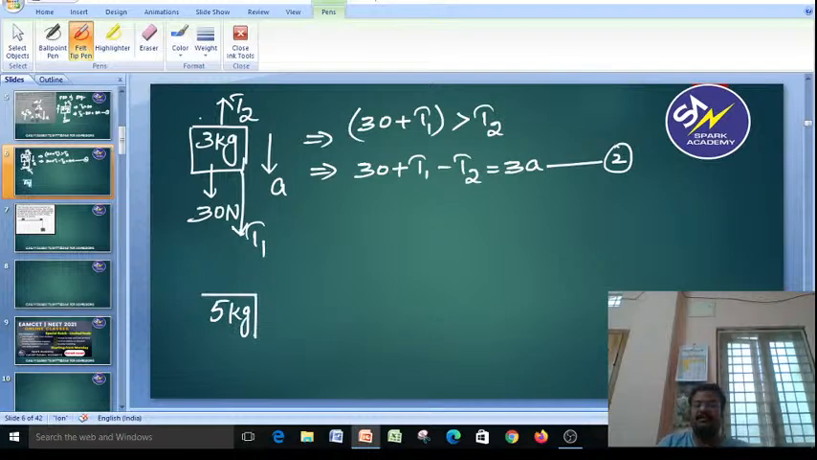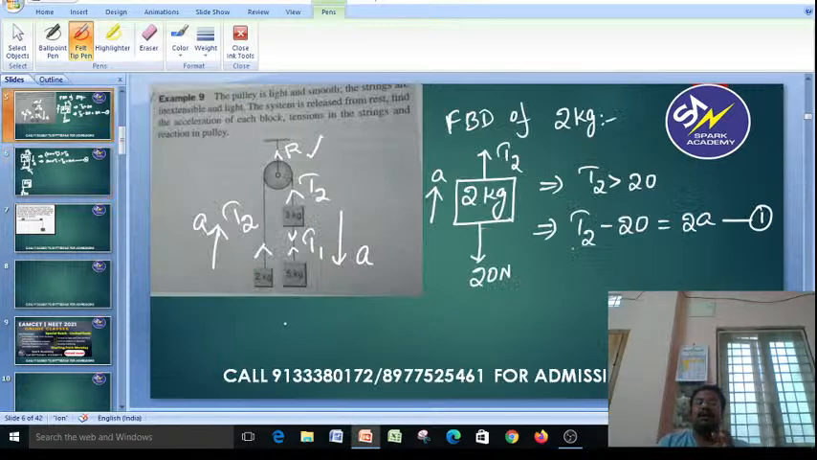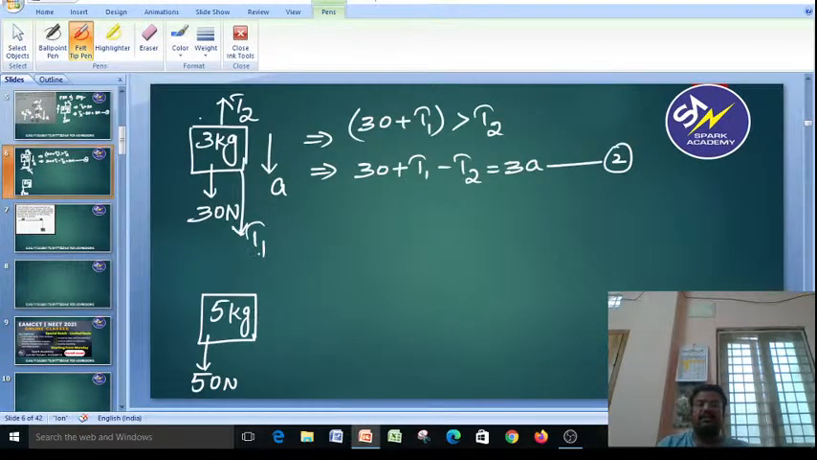Now I am taking another block, the 5 kg block, which is the last block. The weight of the 5 kg block, 50 Newton, is acting in the downward direction, and the tension T1 is acting in the upward direction.